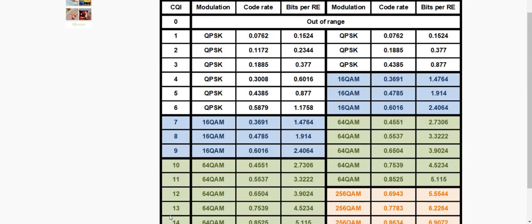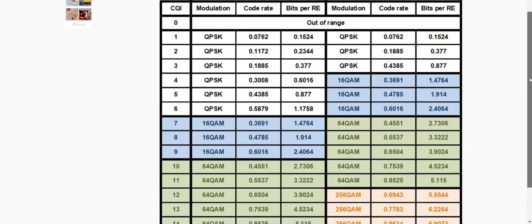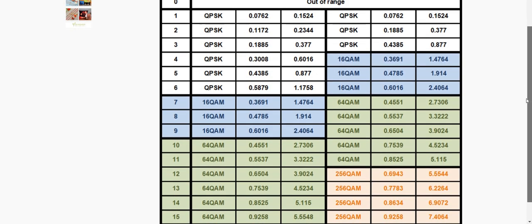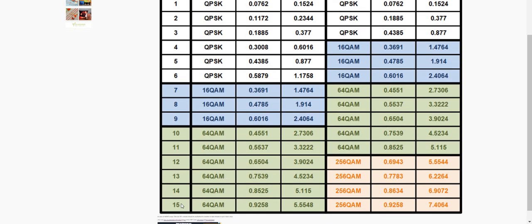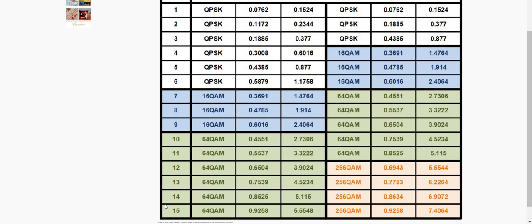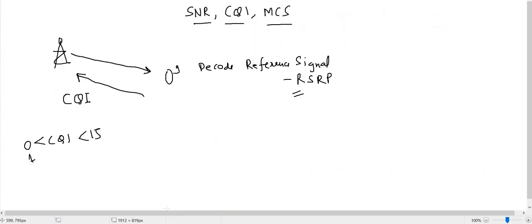Just a second. This is the table I am talking about. Suppose if UE is getting good coverage, then UE will report a high CQI value, that is 15, and if it is getting bad or poor coverage, then it will report CQI 1. So suppose our UE is in good coverage, so UE will report CQI 15. Let me write it here: CQI reported will be 15 because UE is getting very good signal strength from eNode B.